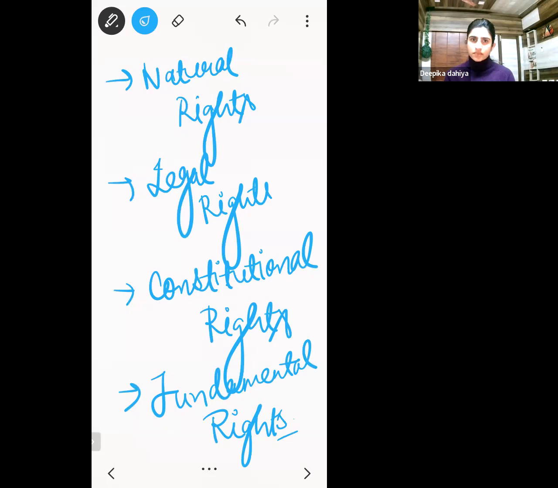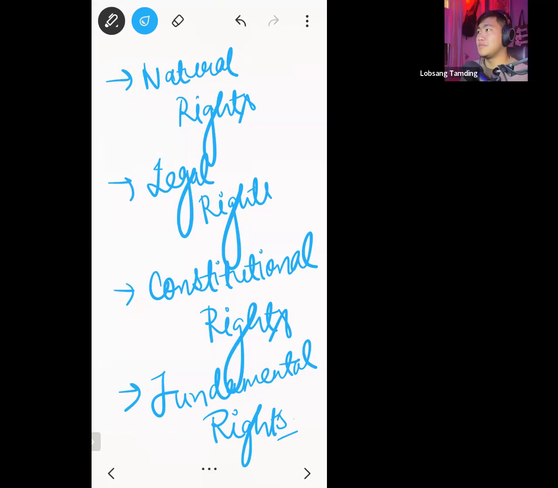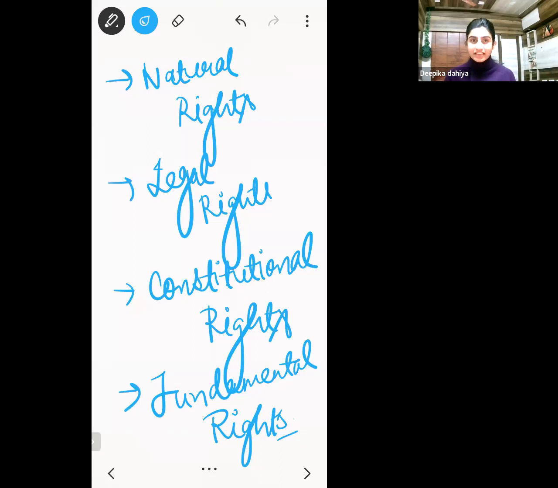Mama, I really don't know. No idea. See, natural rights are those rights which a human being has got from the nature. What kind of rights do you think we have got from the nature? Right to breathe. Right to breathe. Yes, definitely. Right to life is a natural right. The nature has given us that.